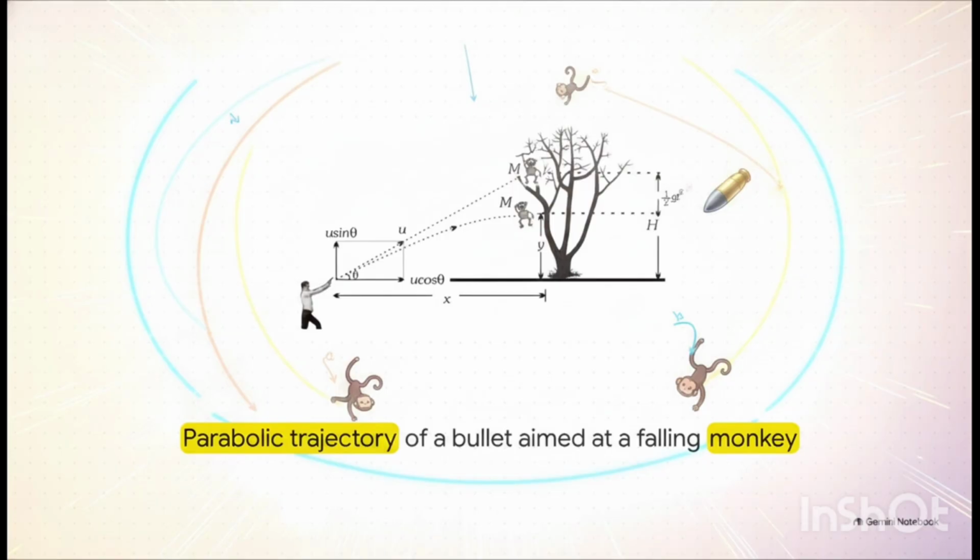Why? Well, this brilliantly illustrates the reality of projectile motion. Notice how the bullet doesn't travel in some perfectly straight, laser-like line. It actually falls in a curved path because of gravity. So, as the monkey falls, the bullet is falling at the exact same vertical rate.